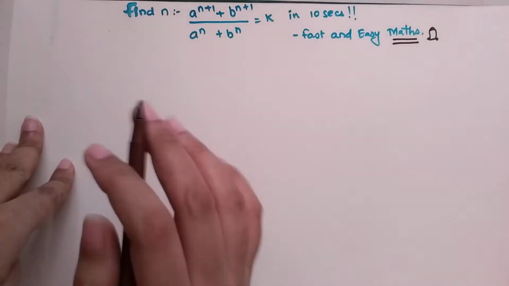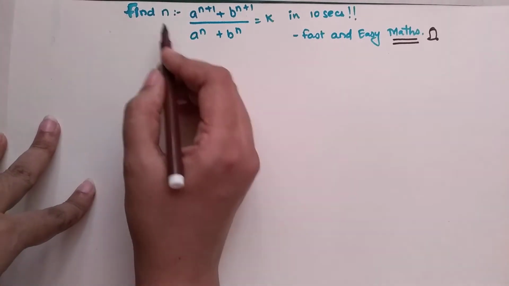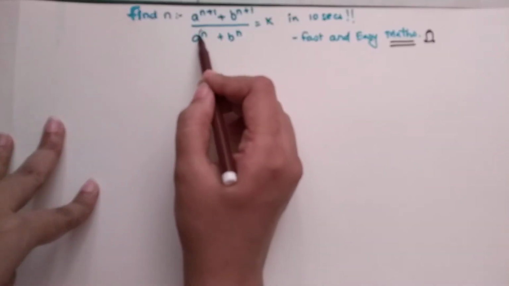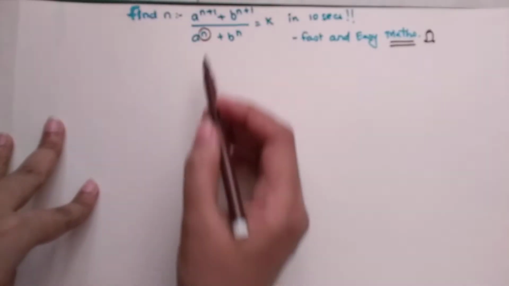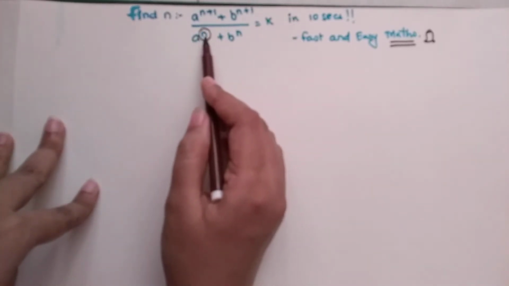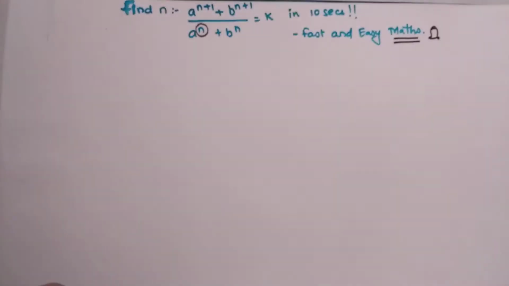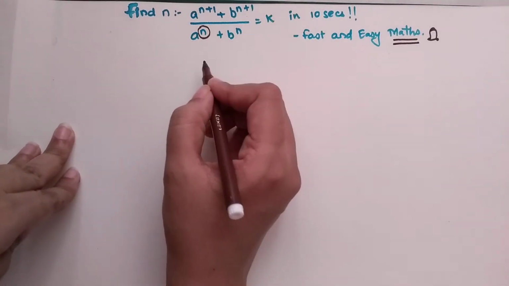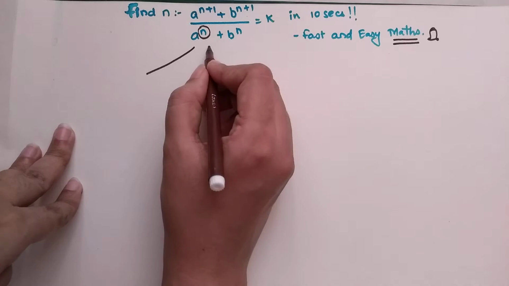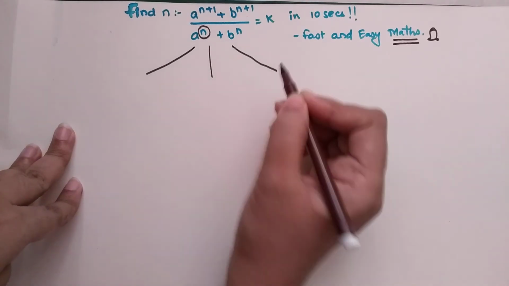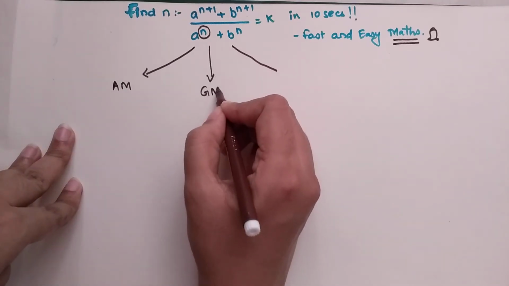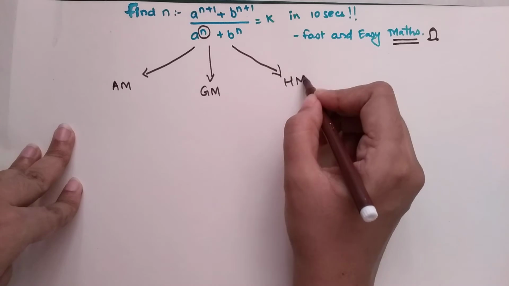First things first, you need to always remember that the value of n which you will find from this trick will always be this particular n. I will not tell you the value of n plus 1. The trick will directly tell you whatever the value of n is in the denominator. The value of n can be found with the help of AM, GM and HM.